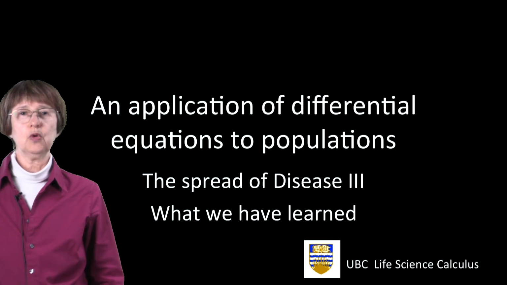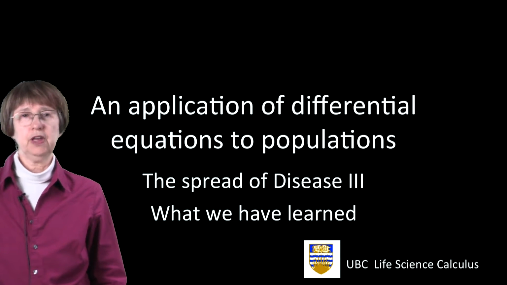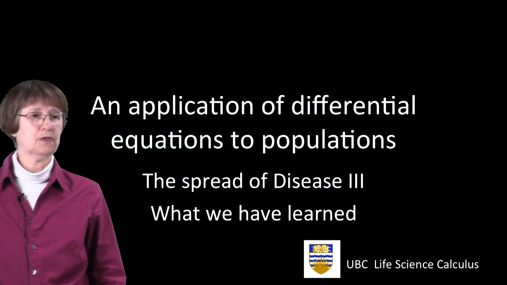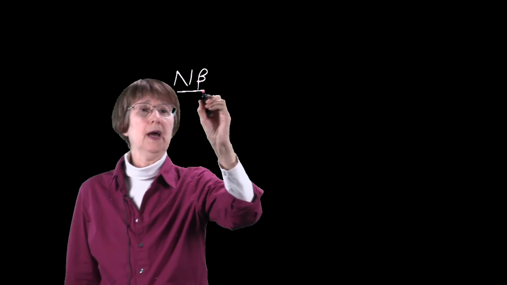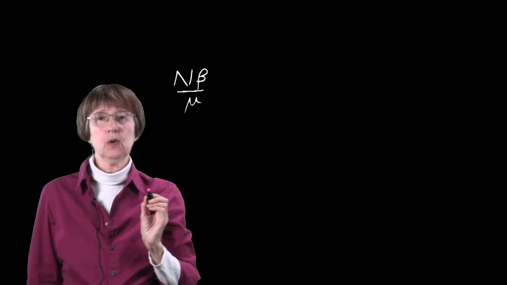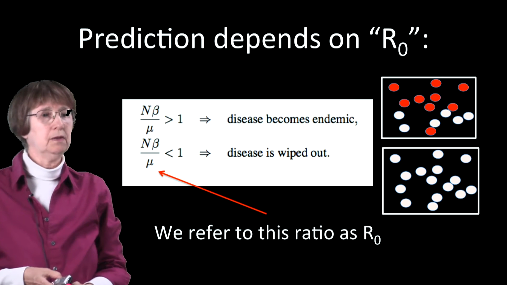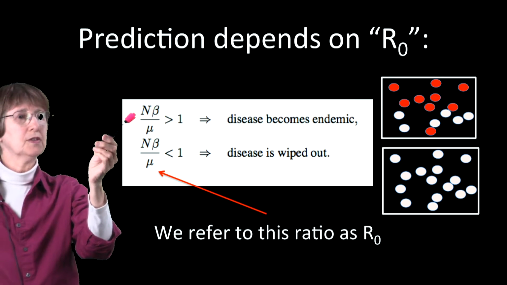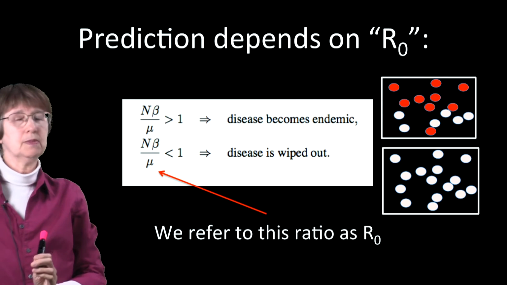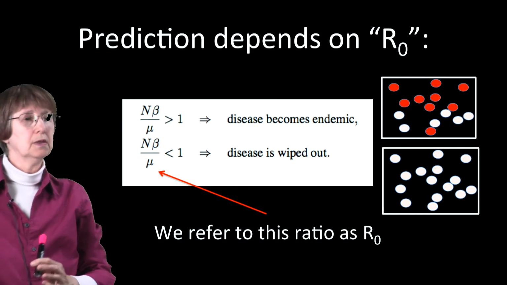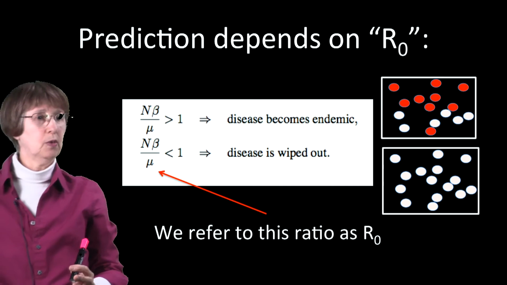In this video, we're going to analyze what we've learned from the derivation and from the analysis of the model. We've realized that the quantity beta n over mu plays a significant role in the behavior of the disease. We've seen that when this ratio of constants is greater than 1, the disease becomes endemic, which means some proportion of the population will always be sick.